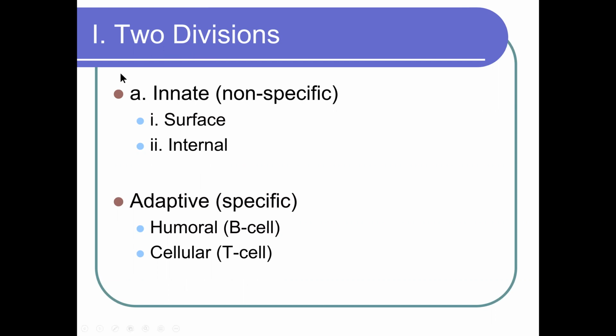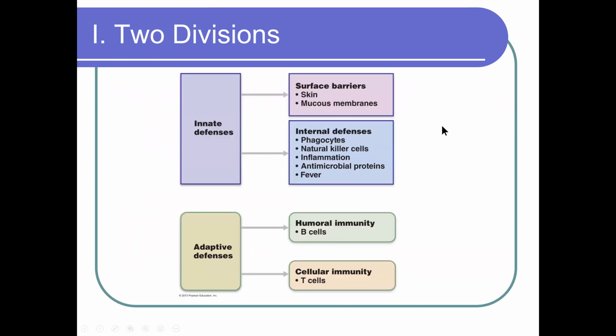If the invader gets through our skin, gets through the mucus, gets through our external non-specific mechanisms, then we have another way to be able to find it. So we have innate defenses, which are surface barriers and internal defenses. Then we have adaptive defenses, which is humoral immunity. Humoral immunity and production of antibodies is the same thing. Then cellular immunity. So cellular immunity is the T cells, and humoral immunity is the B cells.